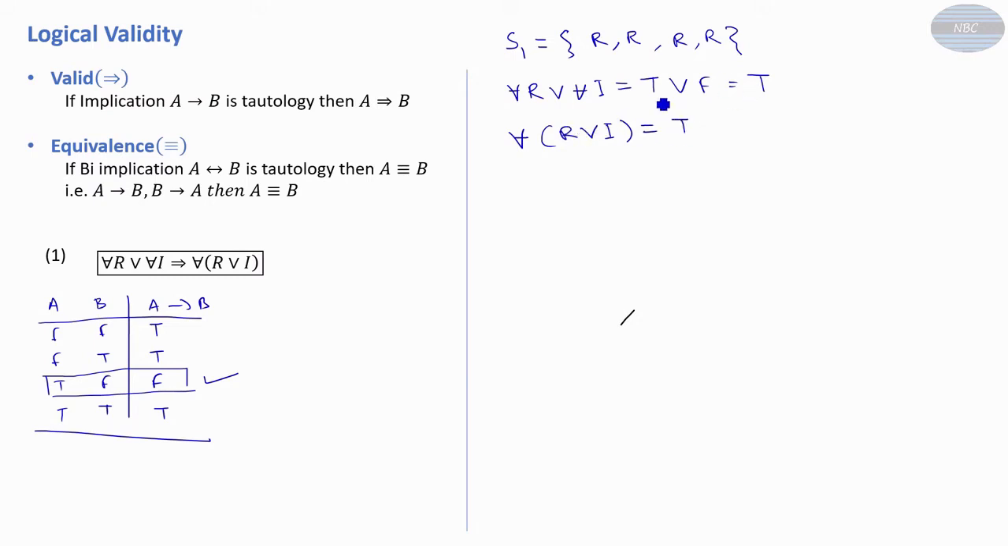So hence we conclude that when the left hand side is true, the right hand side cannot be false. Hence we cannot get the false answer here. We always get the true answer. Since we always get the true answer, this is valid. So therefore we can combine together and conclude that for all R, for all I, is valid.